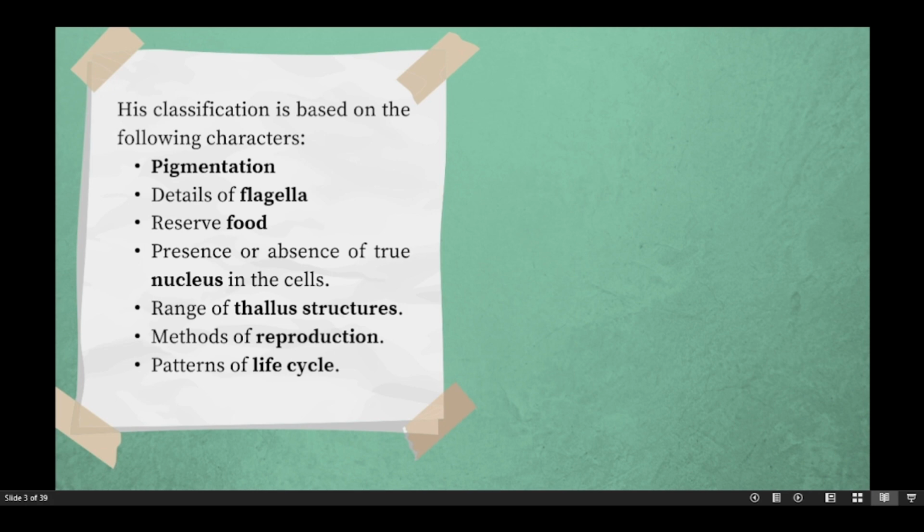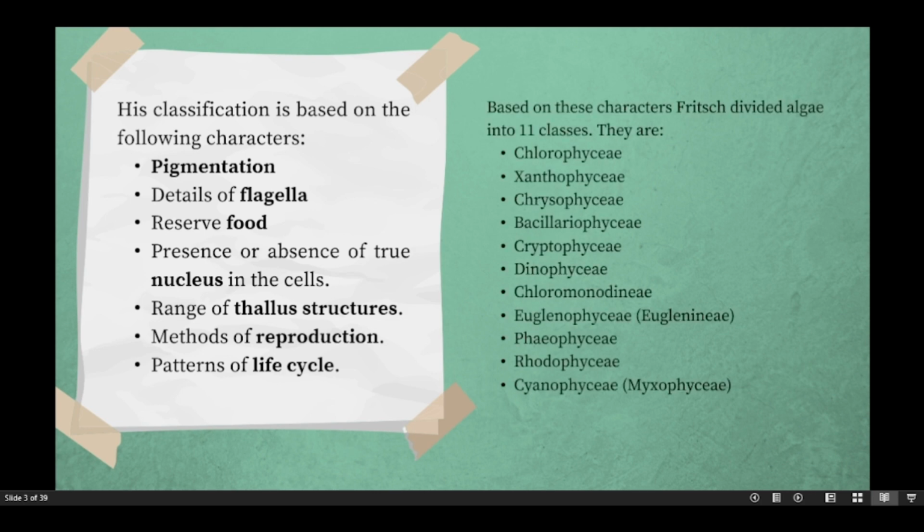His classification is based on the following characters: pigmentation, details of flagella, reserve food materials, presence or absence of true nucleus in the cells, range of thallus structures, methods of reproduction, and patterns of life cycle. Based on these characters, Fritsch divided algae into 11 classes. They are Chlorophyceae, Xanthophyceae, Chrysophyceae, Bacillariophyceae, Cryptophyceae, Dinophyceae, Chloromonadineae, Euglenophyceae, Phaeophyceae, Rhodophyceae, and Cyanophyceae.